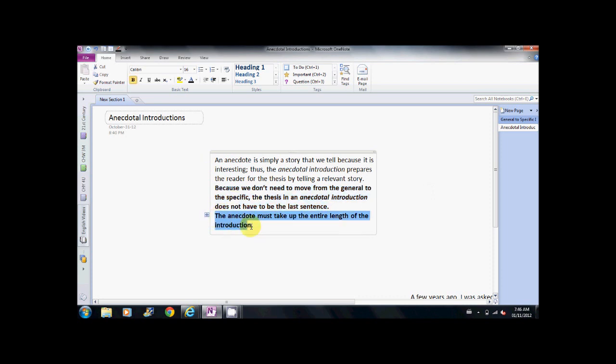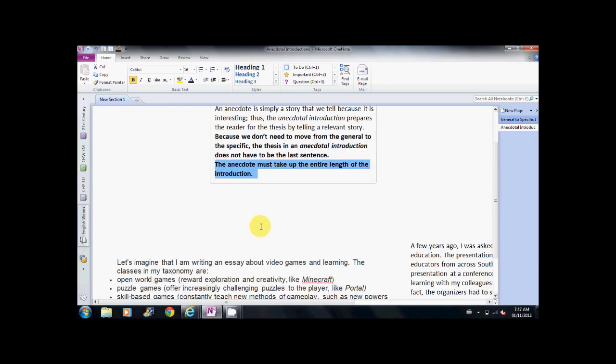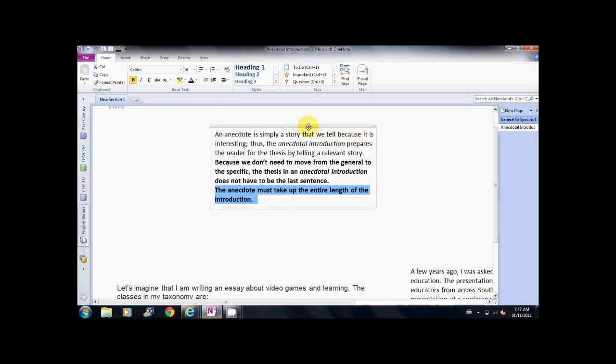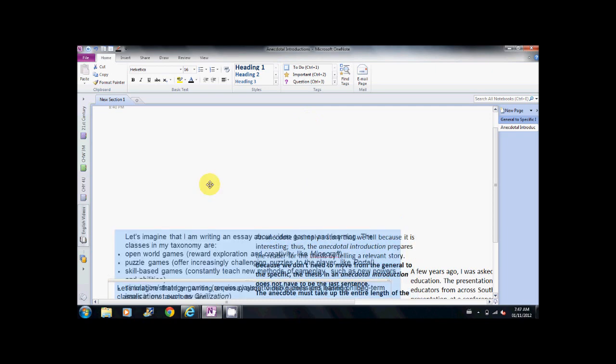The other important rule I want you to keep in mind is that that anecdote, that story you create or tell the reader, must take up the entire length of the introduction. This means that you can't simply tell that anecdote in 2 sentences and then move into a general to specific introduction for the rest of it. You have to sustain that introduction for the length of the piece. So let's take a look at what this might look like.